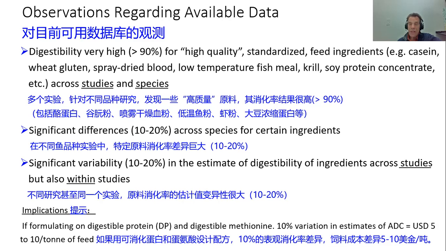That 10 to 20 percentage point difference in digestibility has a very important economical impact. Let's say you're formulating a feed on a digestible protein basis or on a digestible methionine basis. A 10% variation in estimates of ADC of digestible protein and methionine may result in feed costs of between $5 to $10 per ton, additional cost per ton. So actually, it has an important impact. Very often, in a low margin business like the feed industry, $5 to $10 a ton is actually extremely meaningful in terms of impact on your bottom line.